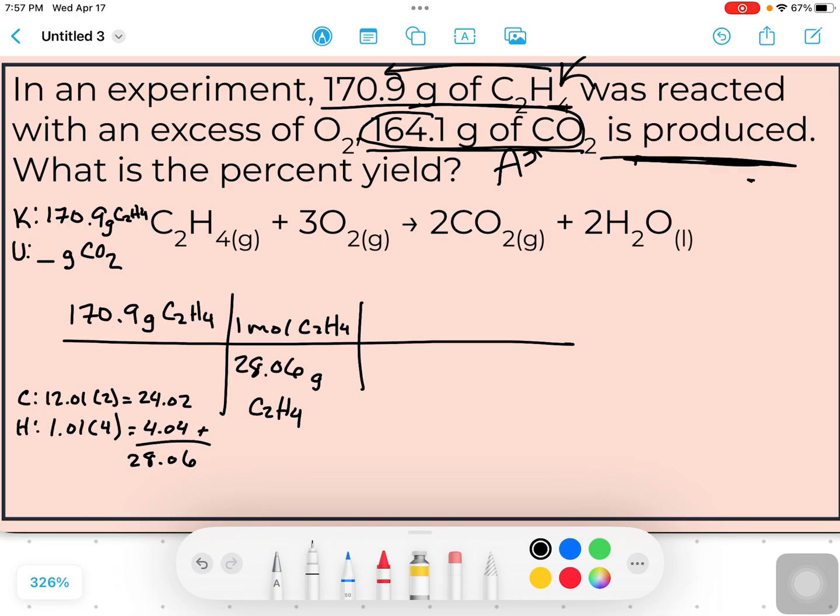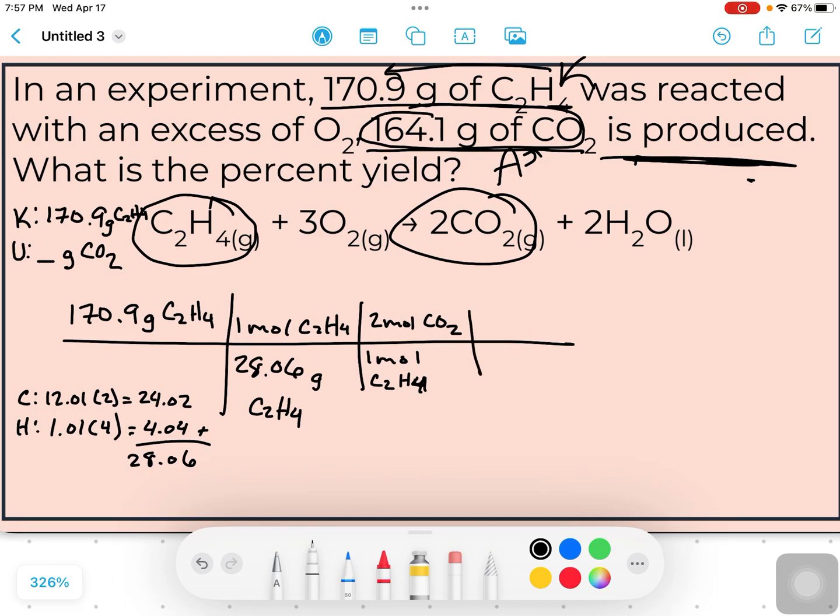Okay, my coefficients. I'm going to switch from moles of known on the bottom to moles of unknown on top. My known is C2H4. My unknown is carbon dioxide. So I'm going to have 1 mole of C2H4. I am also going to have 2 moles of my unknown, so my CO2. Again, all coming from the coefficients there. So now I'm in moles of unknown. I need to get to grams of unknown.